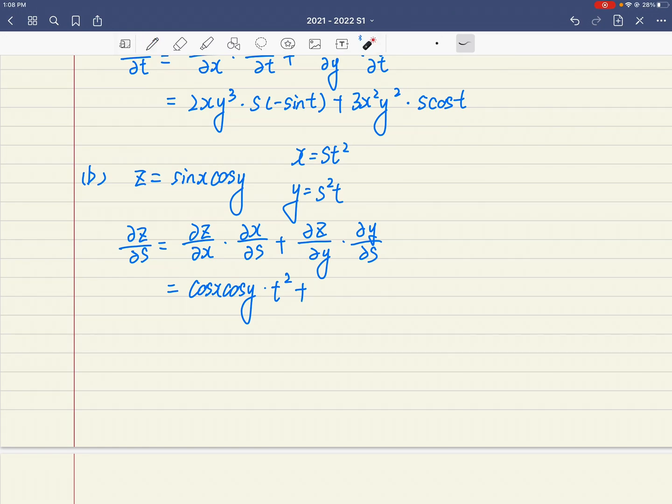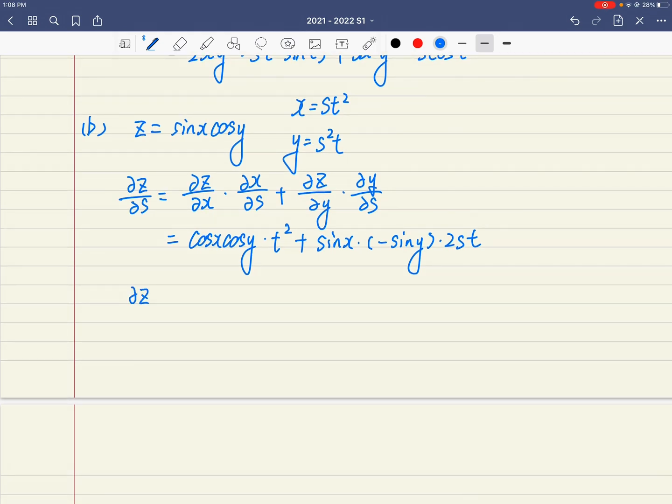What about dz over dy? You differentiate this by y, so you get sine x times negative sine y. What about dy over ds? You get 2st. Similarly, what is dz over dt? It's dz over dx times dx over dt plus dz over dy times dy over dt.